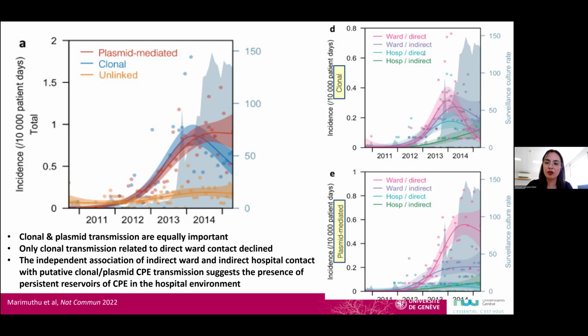feeding these transmission events over time. And a nice finding from the study was that when they looked at clusters of CPE countrywide, the largest time span of a cluster, looking at the first and the last isolate on the time scale, for clonally transmitted isolates was 100 days. For plasmid-mediated transmission, it was more than 670 days, hinting at the persistence of these plasmids in the environment for an extended period of time.